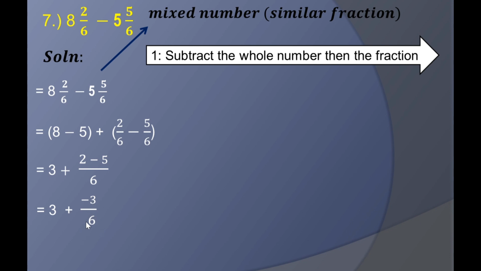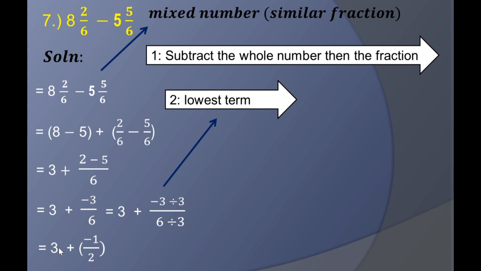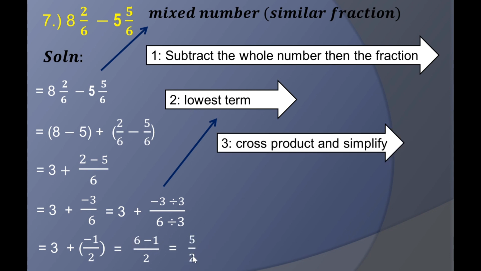Then since 3 and 6 are divisible by 3, we can reduce to lowest terms: negative 3 divided by 3 is negative 1, and 6 divided by 3 is 2. So that's why we now have 3 plus negative 1 over 2. Now, if we want to combine this, simply do the cross product. So 2 times 3, that is 6, minus 1, over 2. Then we have now one expression. So 6 minus 1 is 5 over 2.